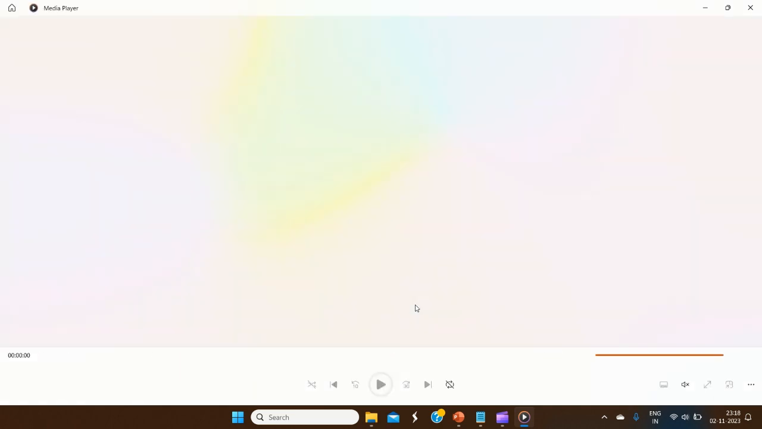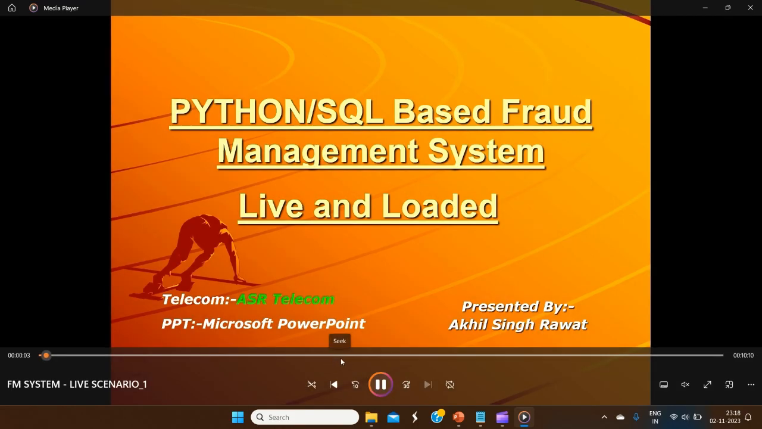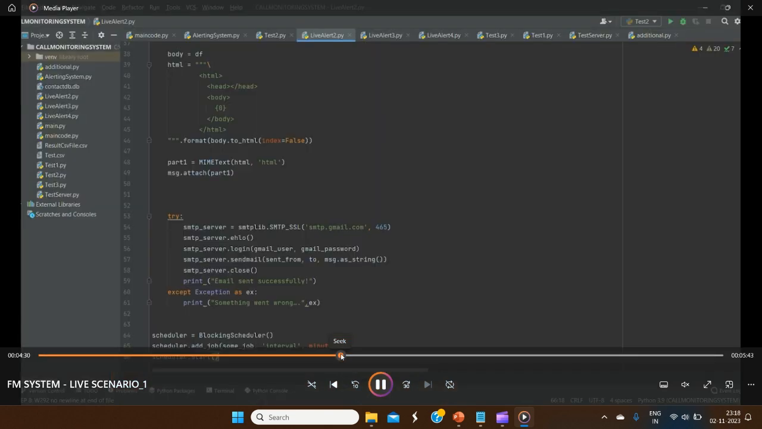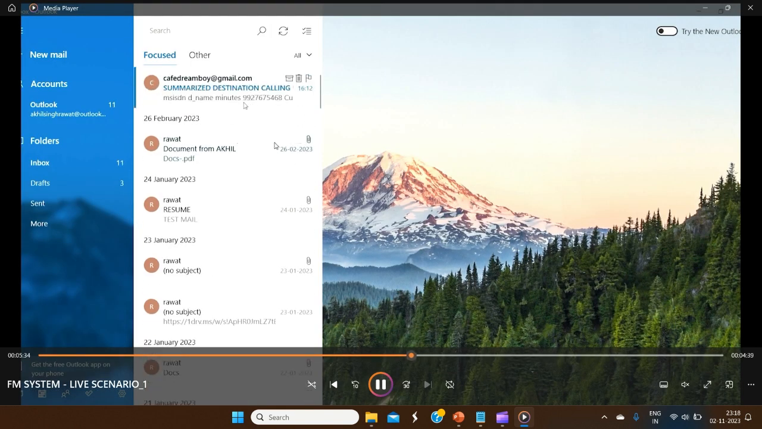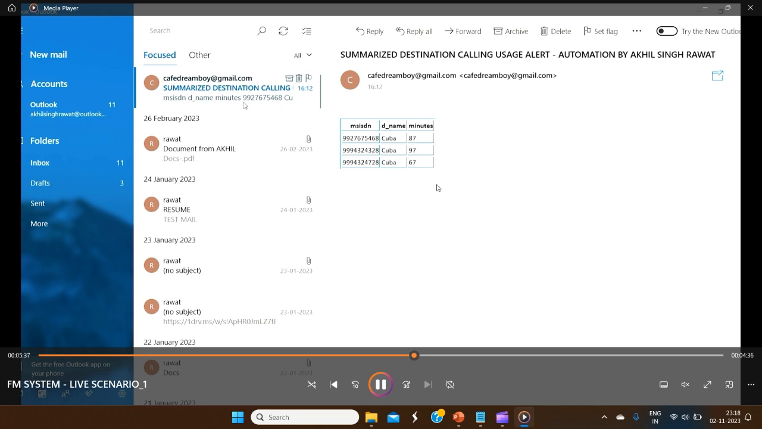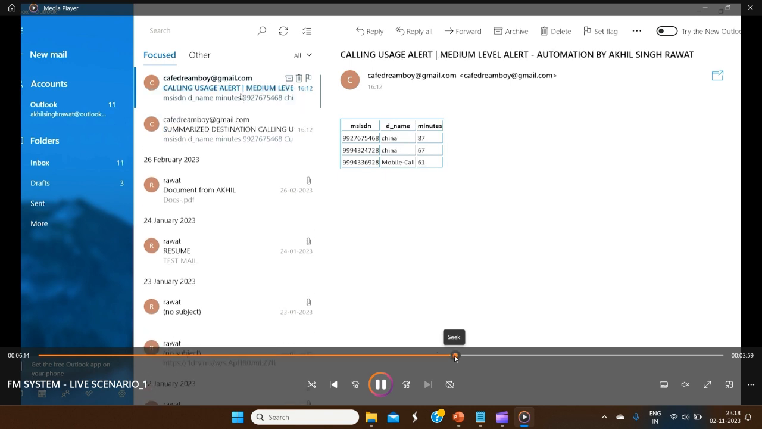So earlier I have made the FM system with Python and SQL, and I have explained that in earlier video, which is available in YouTube. You can see here in Outlook the alerts are coming. This is the first rule: summarize destination calling alert, and the records are there in the email body as well. I have automated the Python script, and the database is in SQL, and the alerts are being generated as per the rule formation. The second alert is their calling usage alert.